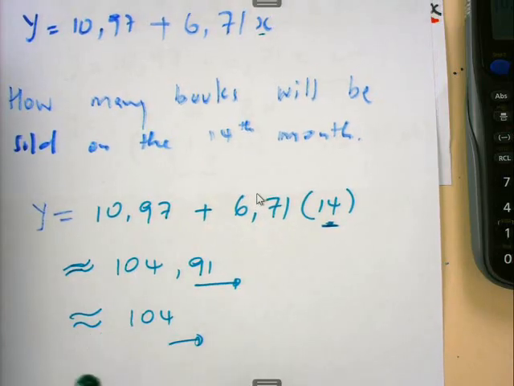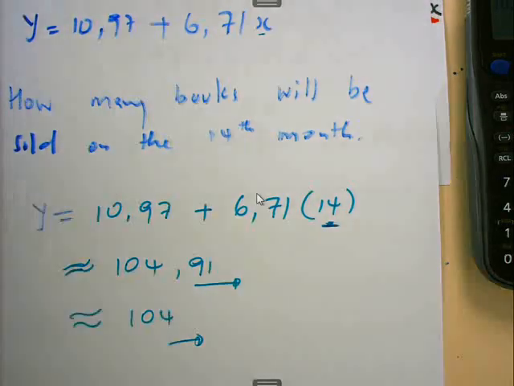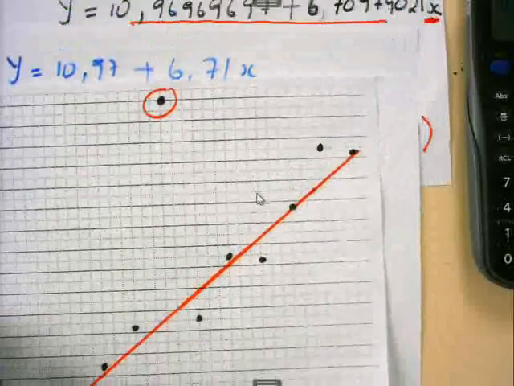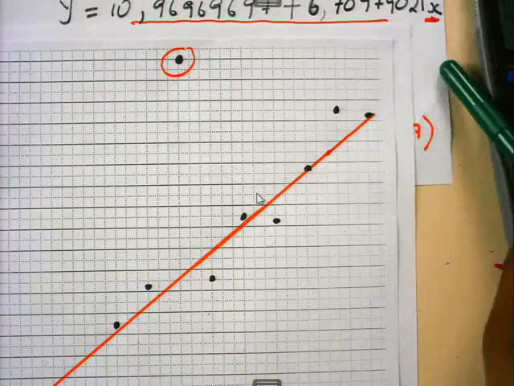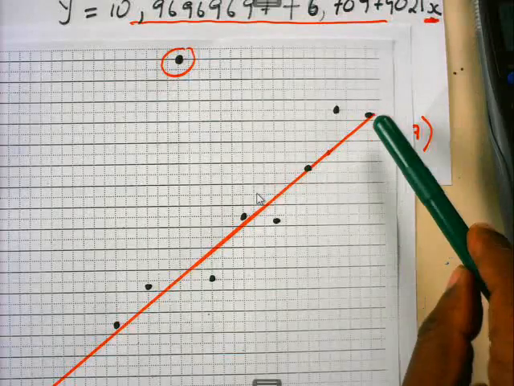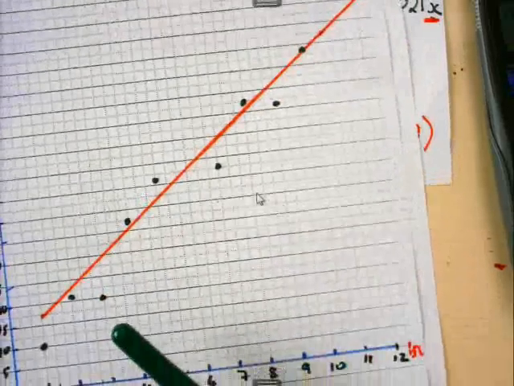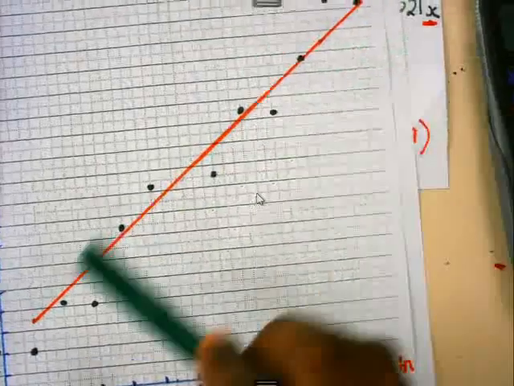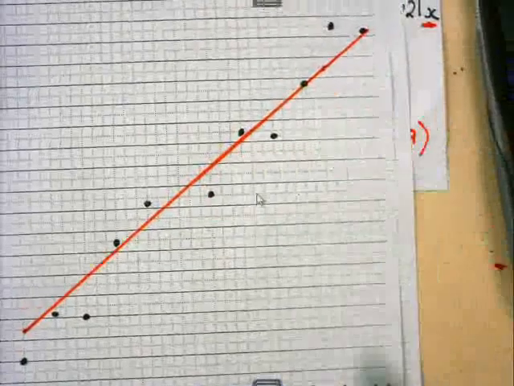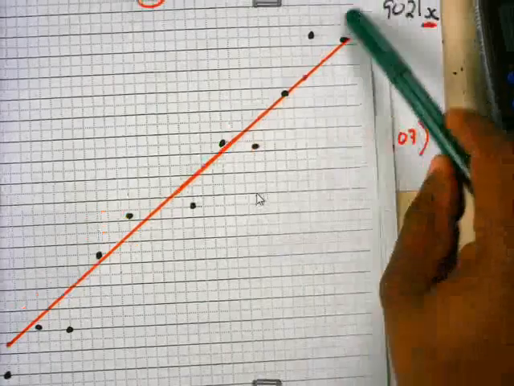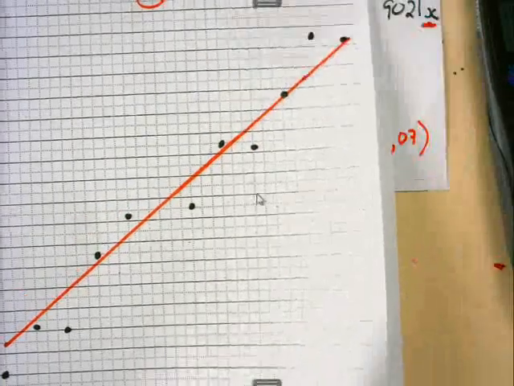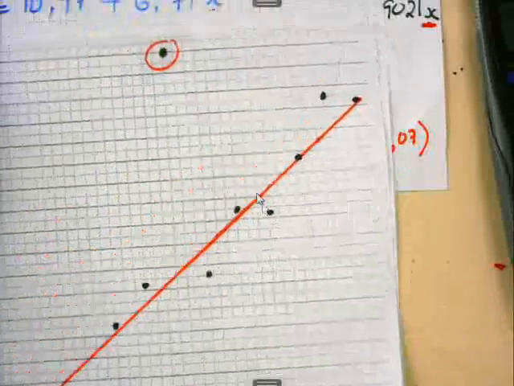Look at that. It is an estimated value. Our line agrees with us. Our line says from the 12 months, you're still going up and up and up. You are not going down. The line can show us that the trend is a linear one and the trend is actually going up. The more months increase, the more books are also sold. So it will be more, which is 104 books that may be sold.